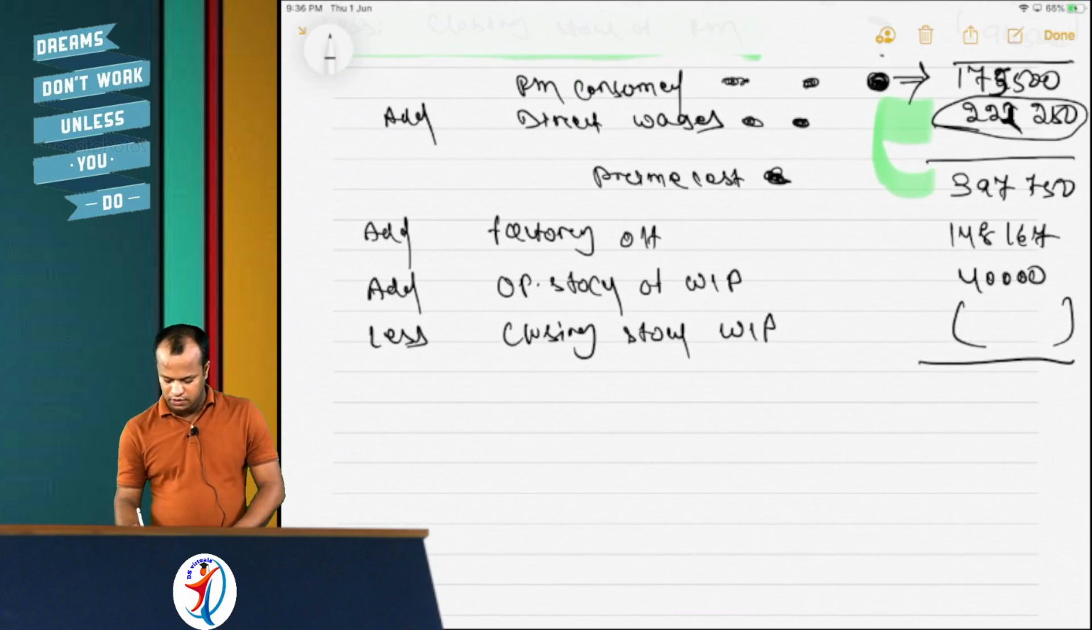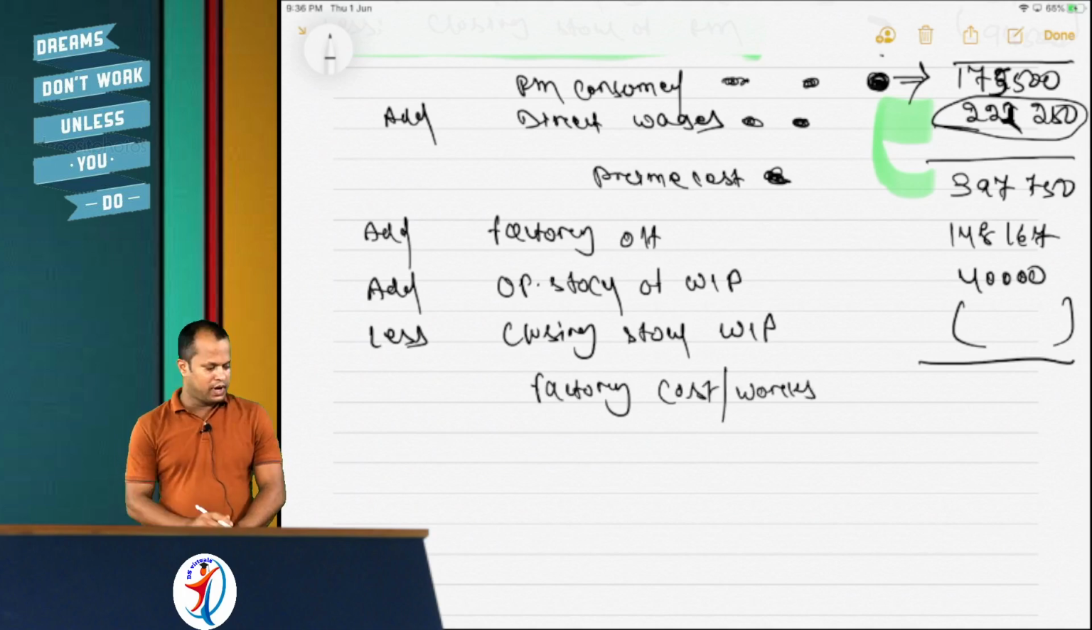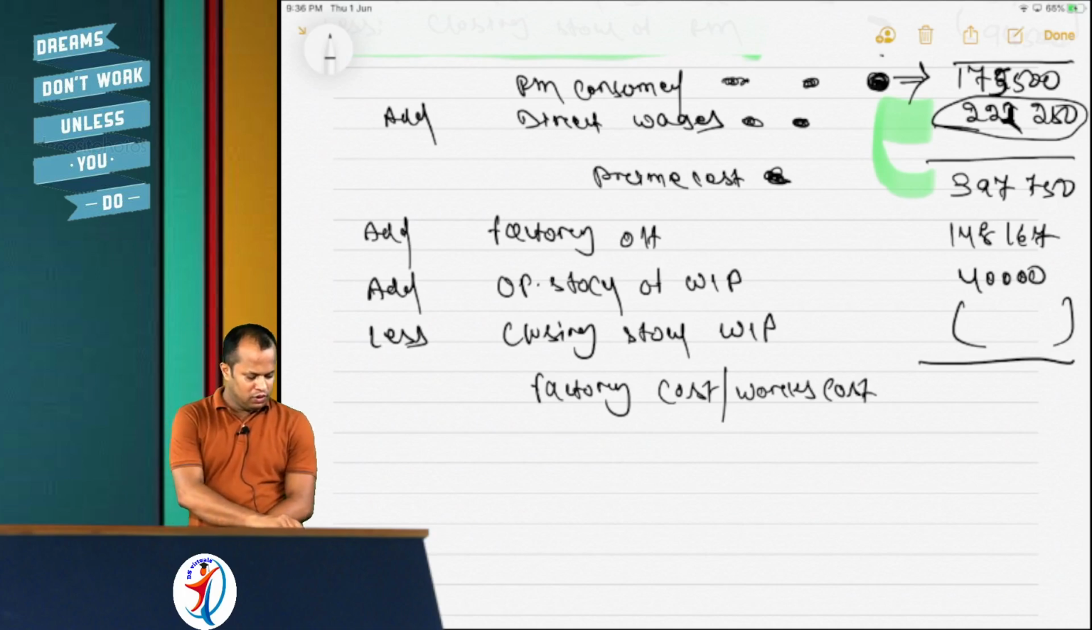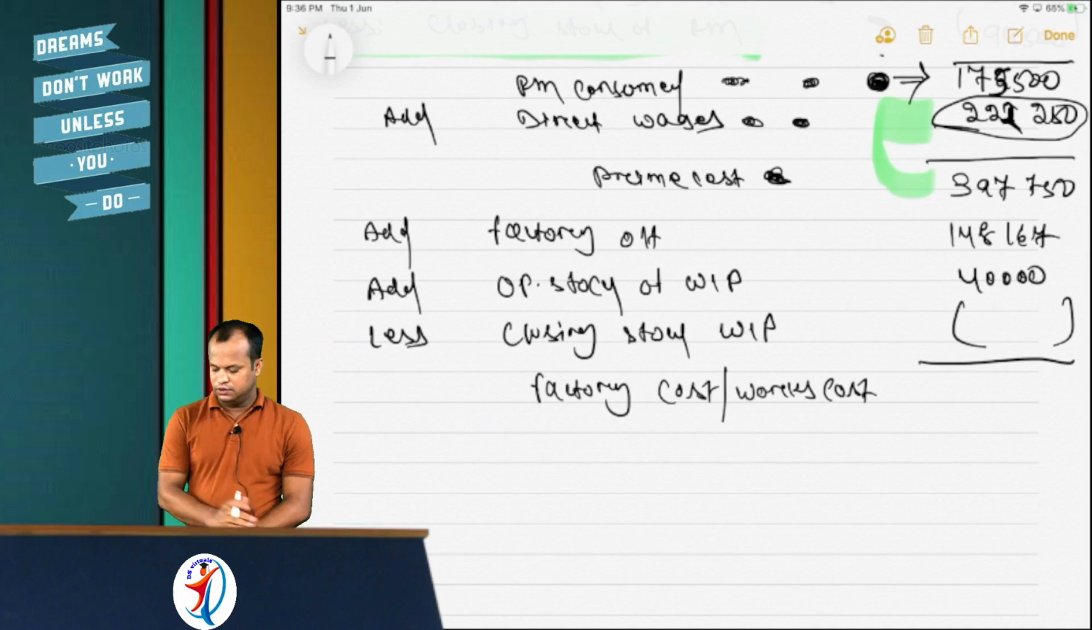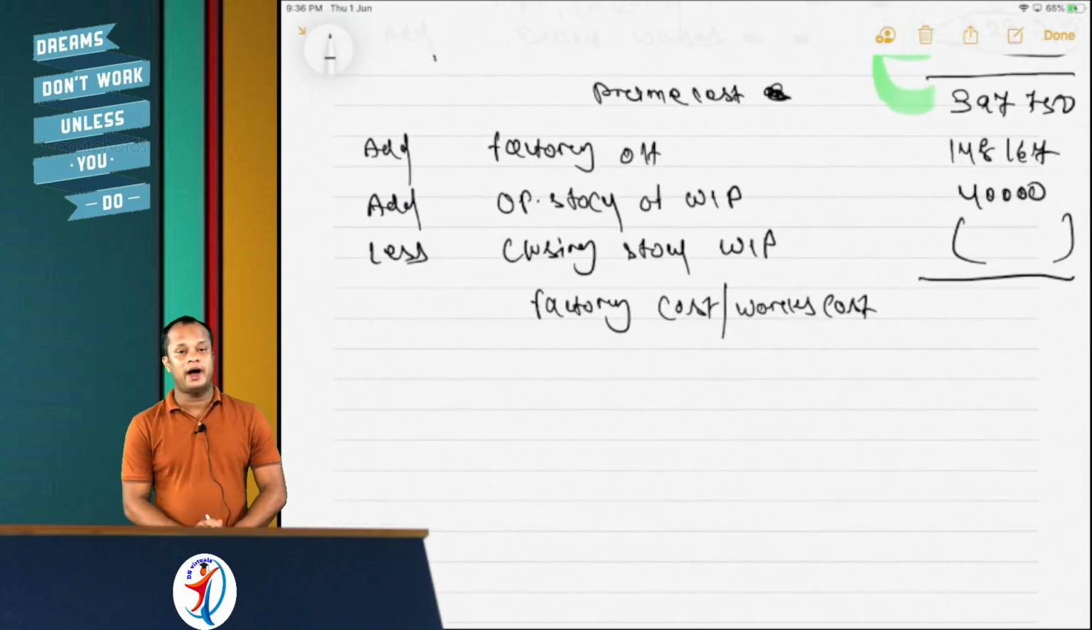So the result will be factory cost, or work cost. Can you tell me further whether the amount of factory cost or work cost is given or not? Answer is no. No sir. Factory cost is not given in the question. So we will move ahead.